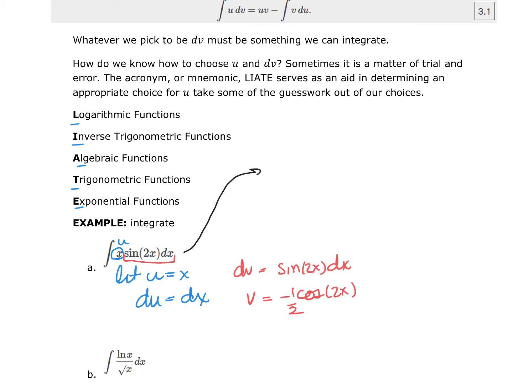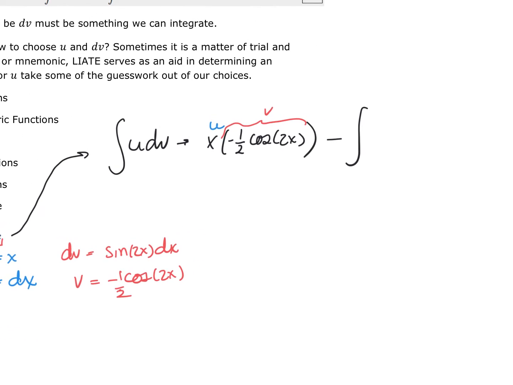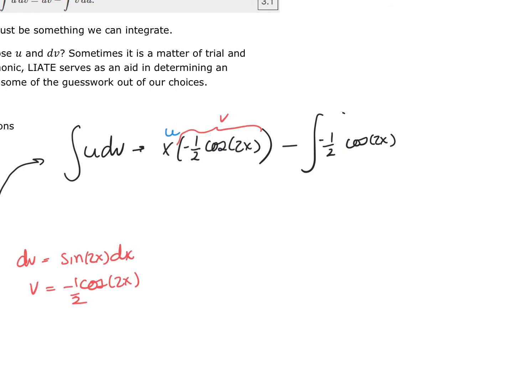So, by integration by parts, the integral of u dv is going to be u, which is x, multiplied by v, which is negative 1/2 the cosine of 2x. So here is my u, here is my v, minus the integral of v, which is negative 1/2 the cosine of 2x, multiplied by du, which is dx. So once again, this is v and this is du. So you can see that I have uv minus the integration of v du. That's what the integration of u dv is.